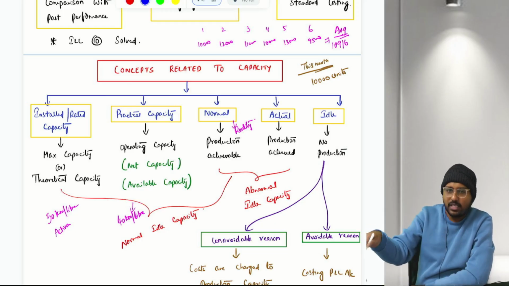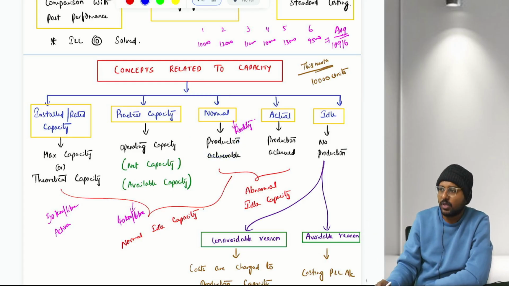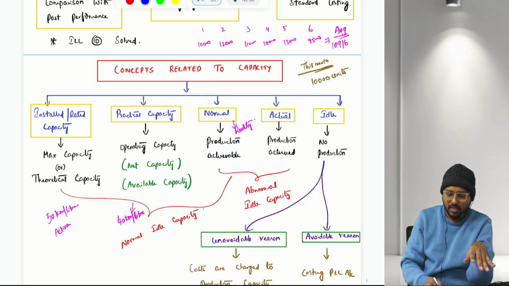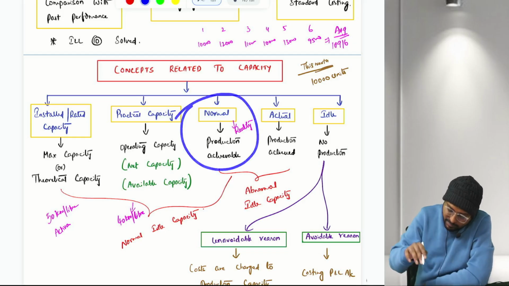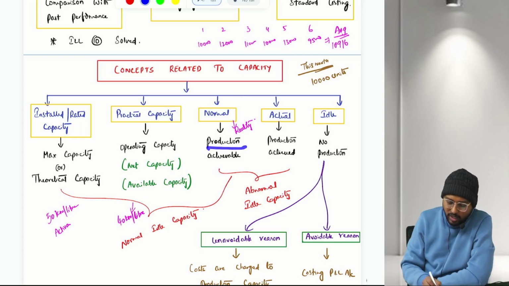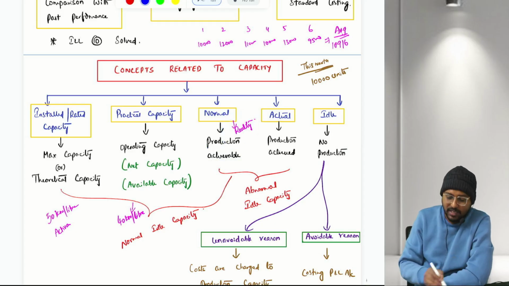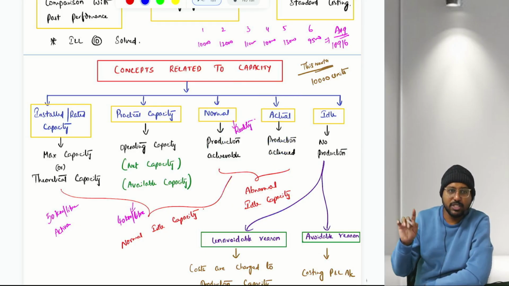Which in reality, is it possible? No. Therefore, there comes something called normal capacity, which takes all the inefficiencies into consideration. Because of these, we have all these numbers. Are you able to get me? Yes. So this is what is expected to achieve. That's why the word is production achievable. This is the reality. If that reality is also not achieved, then that is abnormal, which means it's a mistake. It is avoidable.